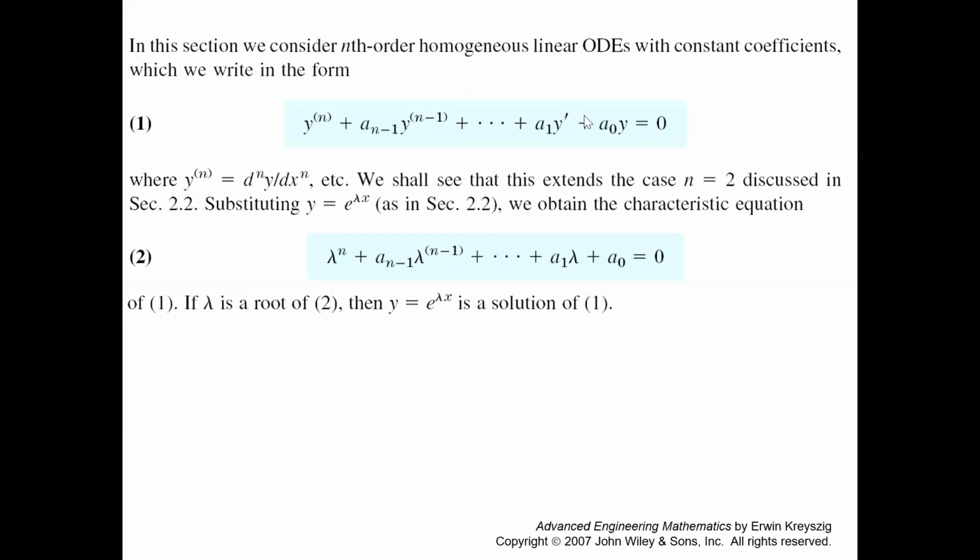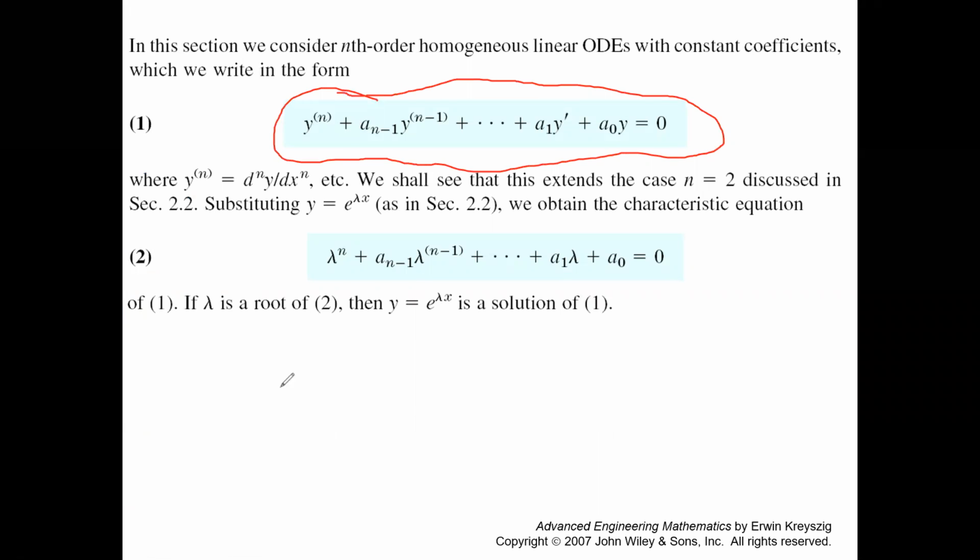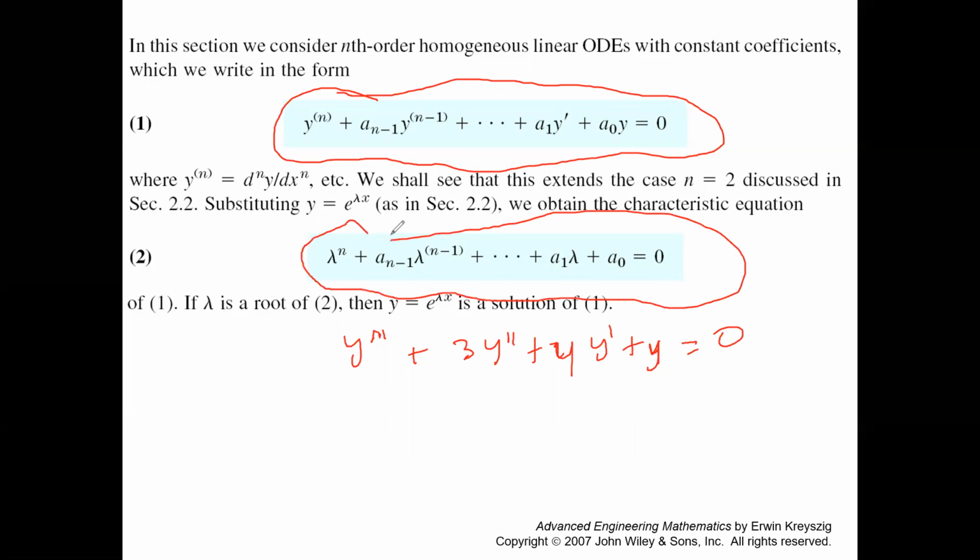We start with the simplest one, what we call the constant coefficient homogeneous higher order ODE, just like what we wrote previously: y''' + 3y'' + 4y' + 1y = 0, for example. That's the simplest one. And then we're going to do the same thing as we did for the second order. We're going to develop the characteristic equation of this.